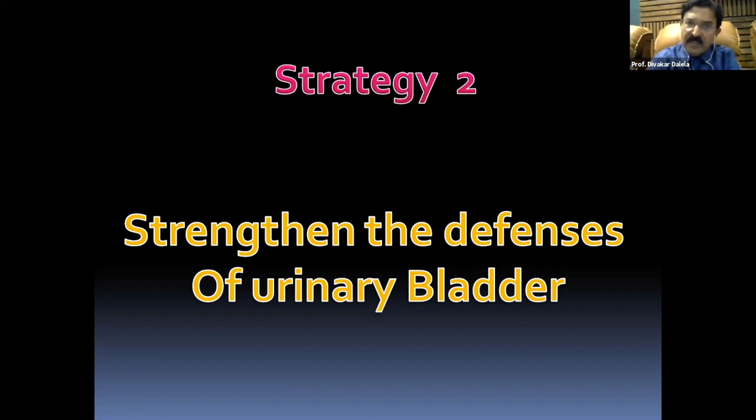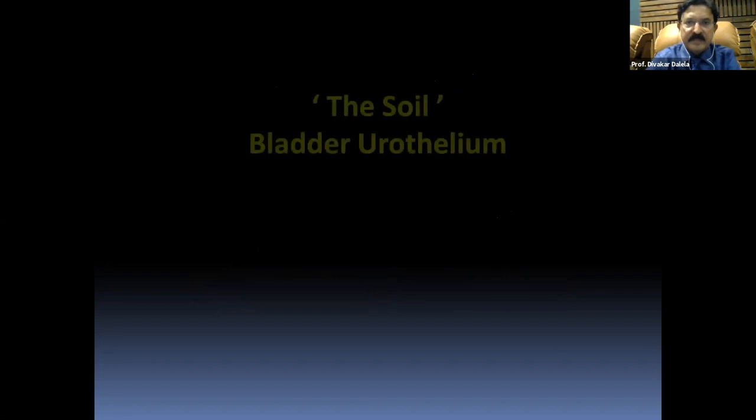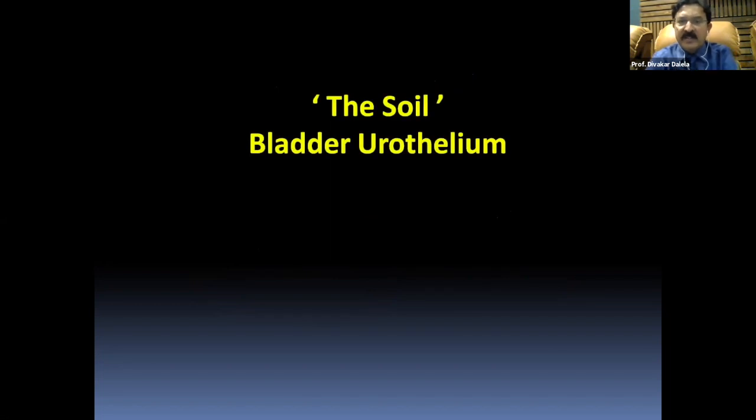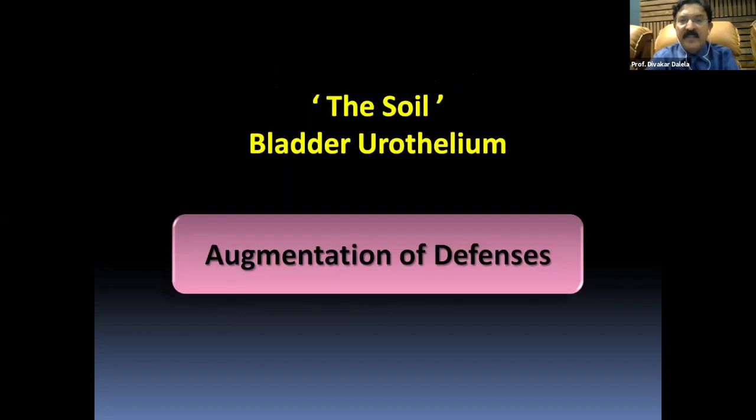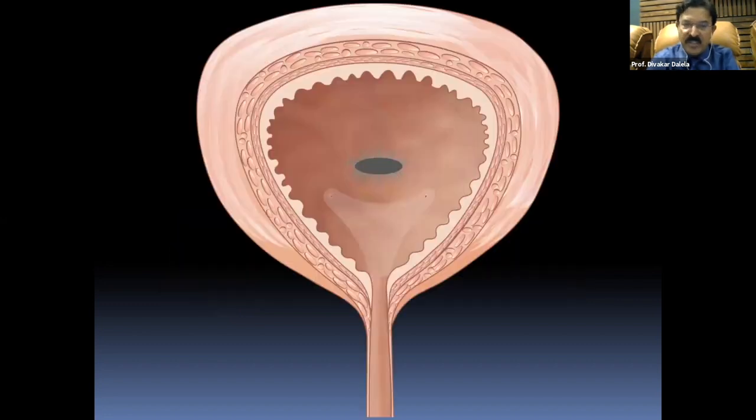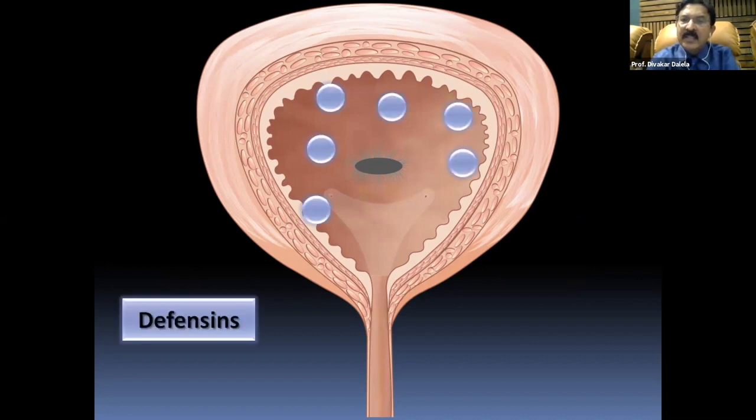Over and above what you already do, what I have already told in the first part of my presentation, what can you do to prevent infection? Look at the bladder, nature has given the urinary bladder to you. We can increase the defenses of the urinary bladder. And look at this inside of the bladder, this black dot in the center is the bacteria. When the bacteria enters the urinary bladder, the mucosa secretes defensive proteins.